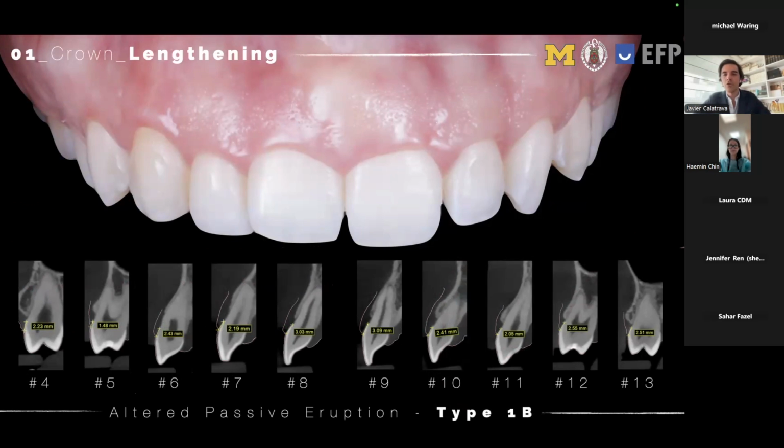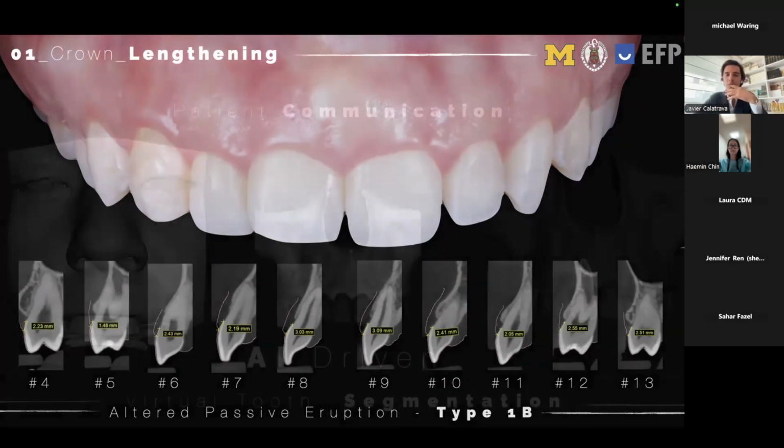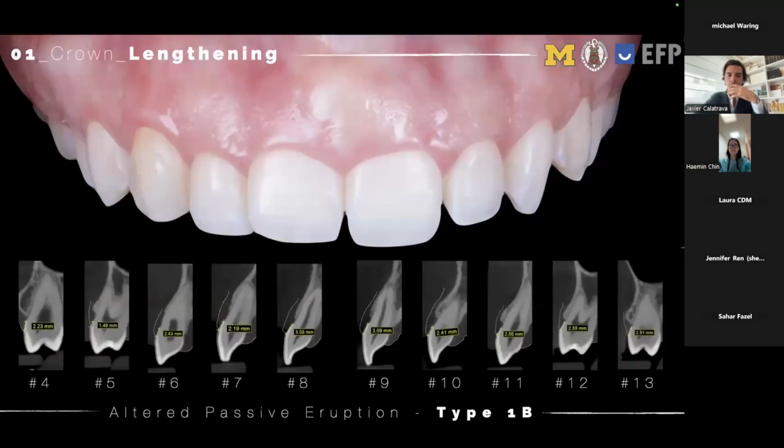So now with this information, remember how hard it was initially, and we were not able to precisely make a proper diagnosis. We can diagnose her in an individualized way as an altered passive eruption type 1B patient.